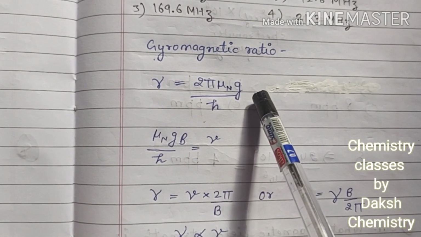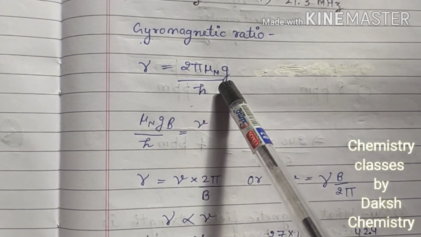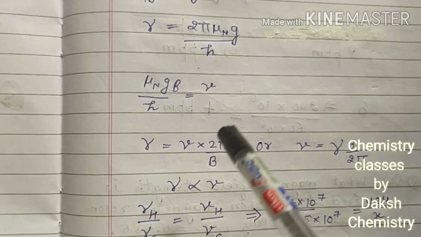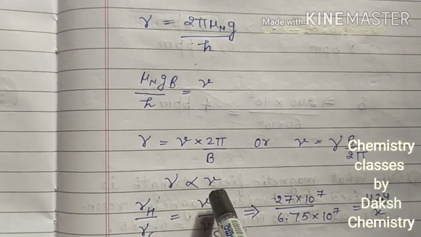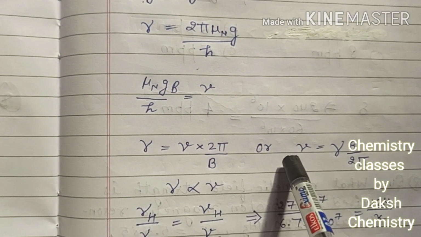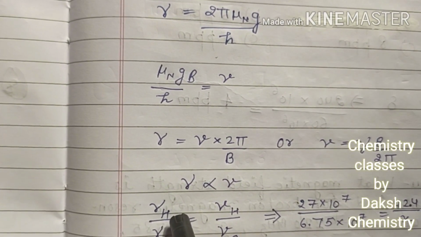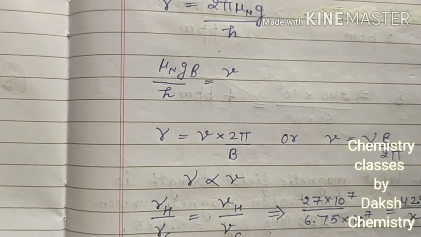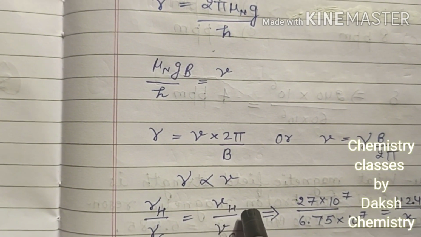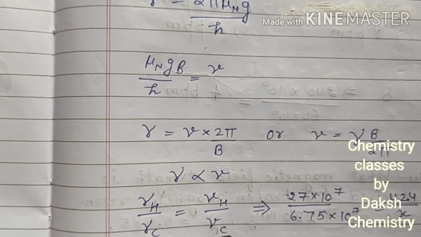We have these two formulas by which we calculate the gyromagnetic ratio, and from these two formulas we conclude that the gyromagnetic ratio is directly related to frequency. So the gyromagnetic ratio of the H atom divided by the gyromagnetic ratio of the carbon atom is equal to the frequency of the hydrogen atom divided by the frequency of the carbon atom.